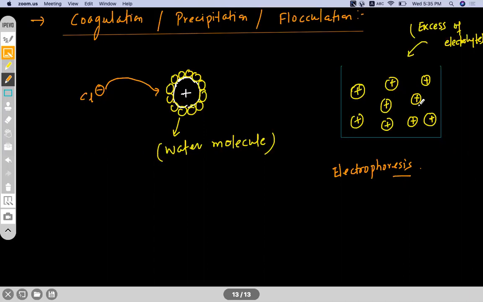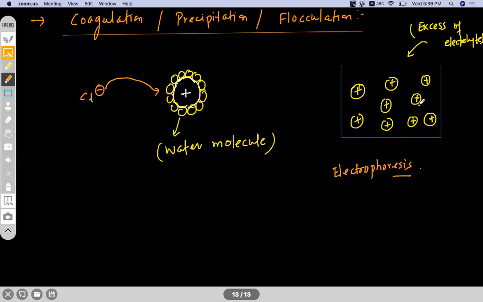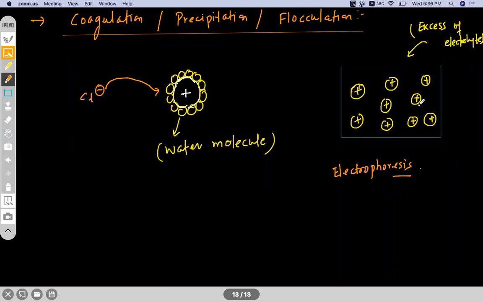Sir, is this under coagulation? That is what we are discussing: what are the ways by which coagulation is possible? Right, three points I have given you: mixing two oppositely charged sols, electrophoresis, and boiling. The fourth point is by addition of electrolytes. Yes, no, guys? Fourth point right now.